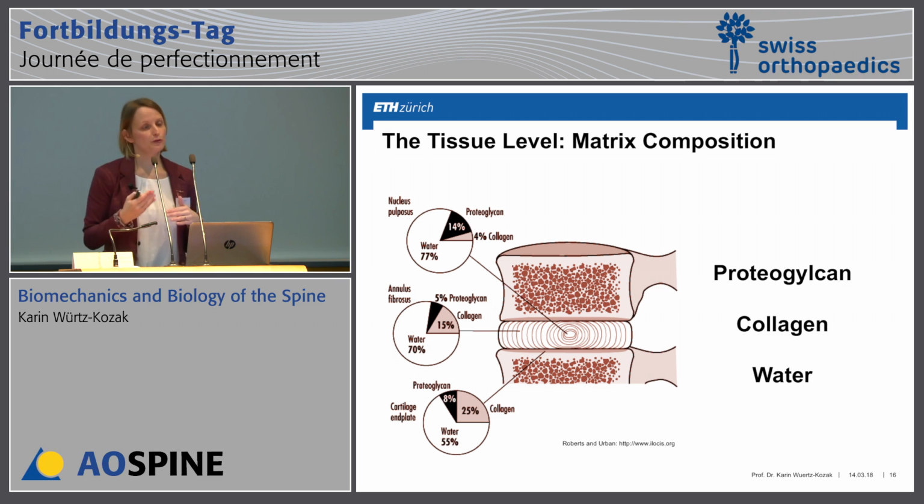Then in the annulus fibrosus, you have fewer proteoglycans and more collagen. What is also important is that you have a different type of collagen. It's collagen type 1, this highly organized one, whereas in the nucleus pulposus you have more collagen type 2, which is less organized and intermingles with the proteoglycans. So a very different structure, despite the fact that the matrix proteins are the same.